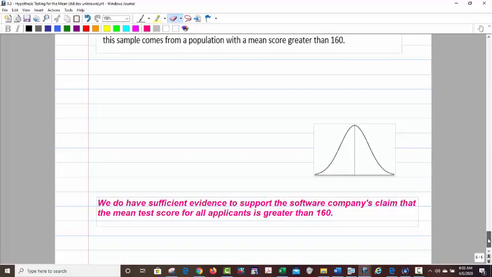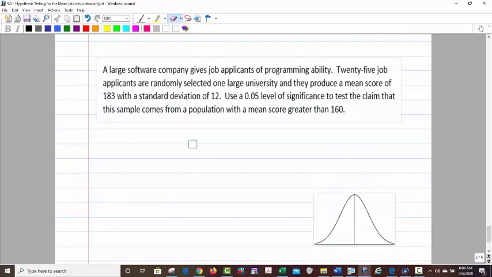Let's take a look at one more example. All right, this will be our last example. A large software company gives job applicants a test of programming ability. 25 applicants are selected at one large university. They produce a mean score of 183, standard deviation of 12. Use a 0.05 level of significance to test the claim that the sample comes from a population with a mean score greater than 160.